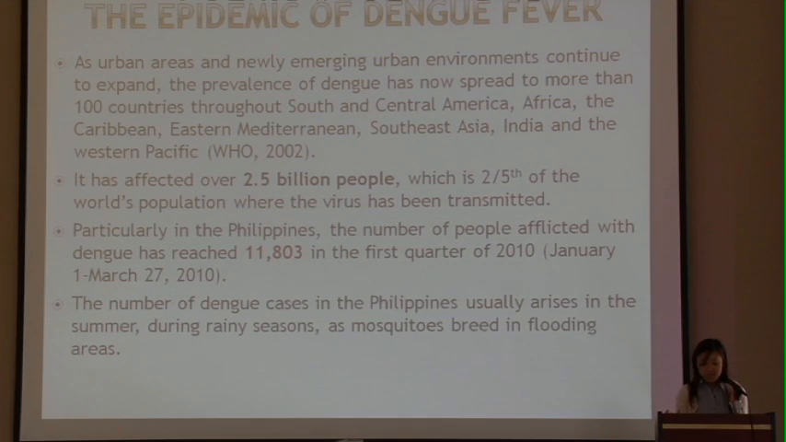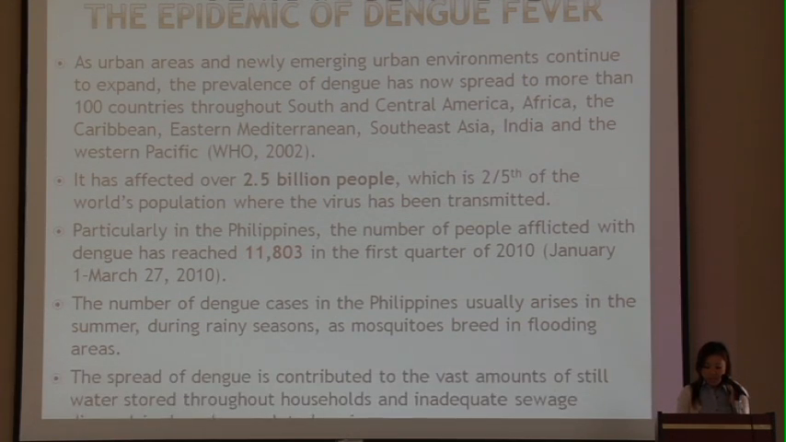And that's only between January 1st and March 27th, 2010. The number of dengue cases in the Philippines usually arises in the summertime during rainy season, as mosquitoes breed in flooding areas. The spread of dengue is contributed to the vast amounts of still water stored throughout households and inadequate sewage disposal in densely populated regions.